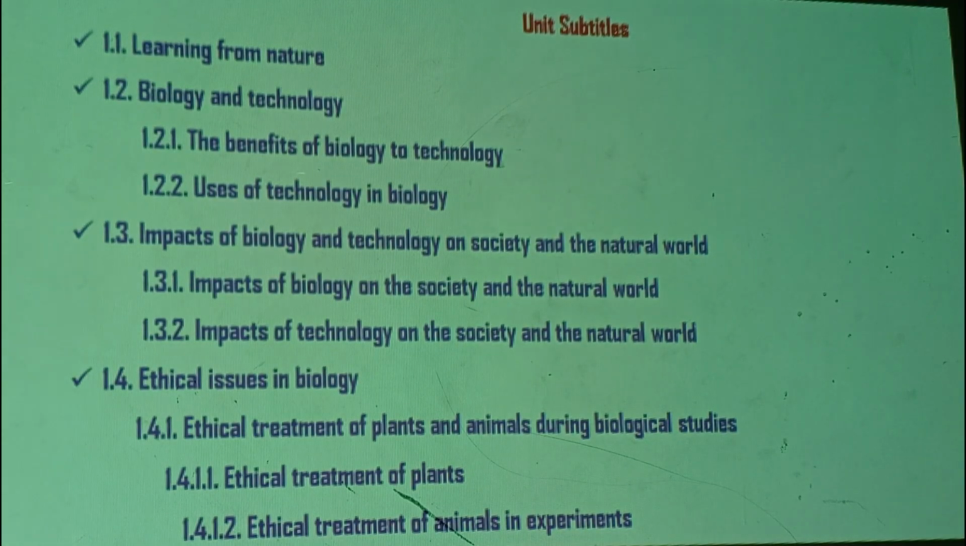Technology used in biology. 1.4, the last subtitle, is ethical issues in biology. What are the ethical issues in biology? Ethics. Science should have ethics. There are ethics in biological science, ethics in medicine, ethics in physics, ethics in chemistry, whatever. Therefore, ethical issues in biology. 1.4.1, ethical treatment of plants and animals during biological studies, biological investigation, research work. 1.4.1.1, ethical treatment of plants, and 1.4.1.2, ethical treatment of animals in experiment.